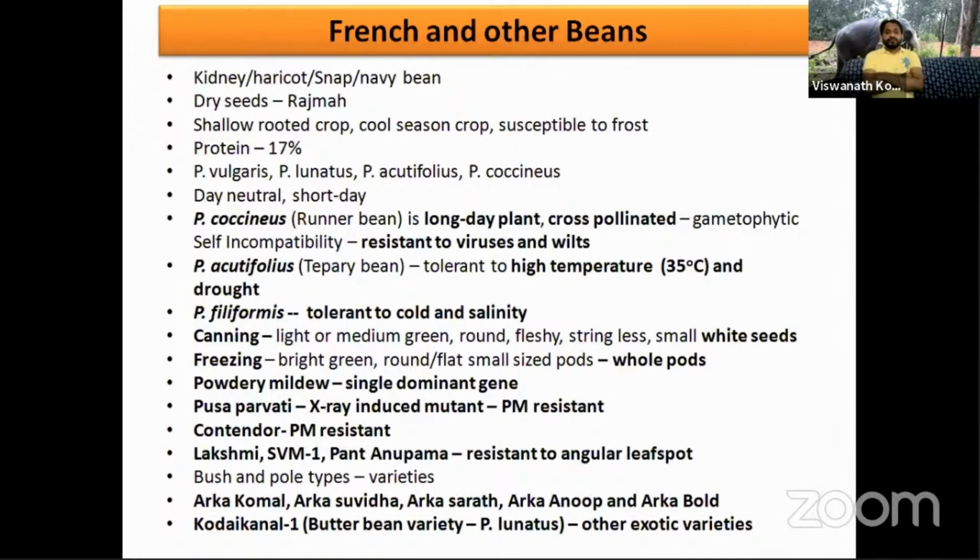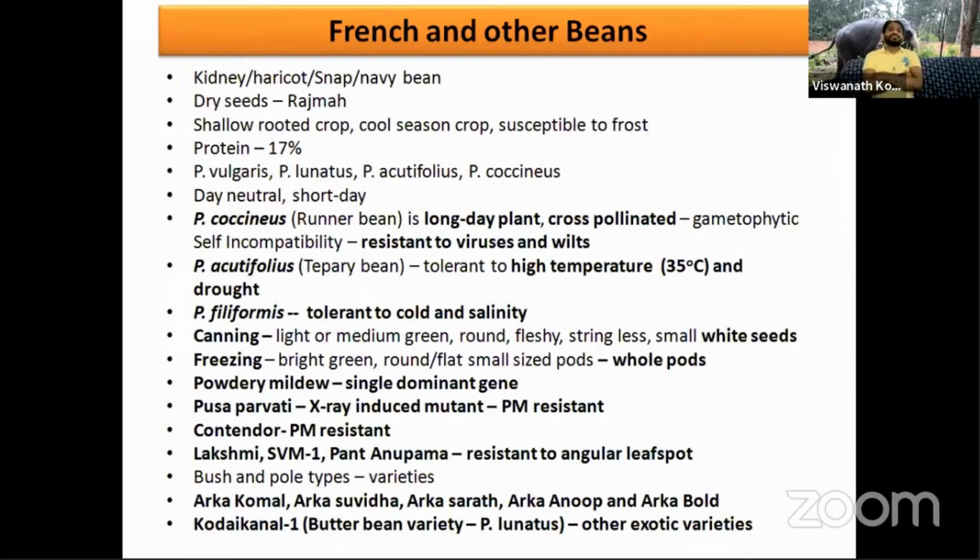And there are two processing methods in French bean. One is canning and another one is freezing. For canning, we use the white color seeds. For freezing, we use the whole pods. So this was also one previous question. White color seeds were used for canning, whereas the whole pods are used for freezing. So just remember, canning seeds, for freezing whole pods.